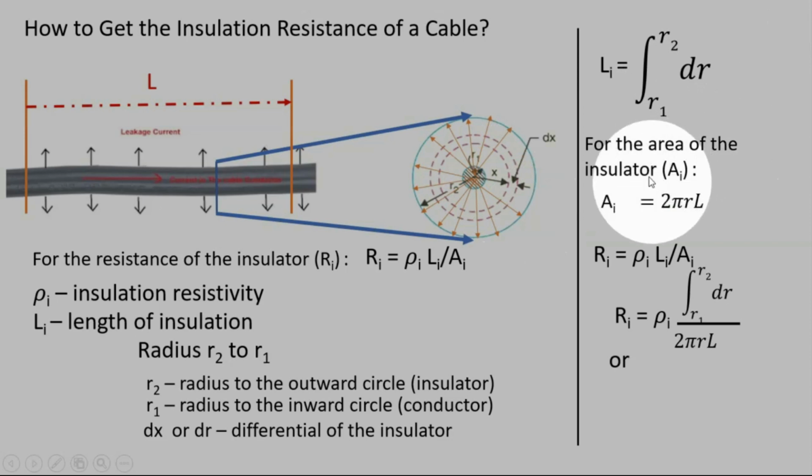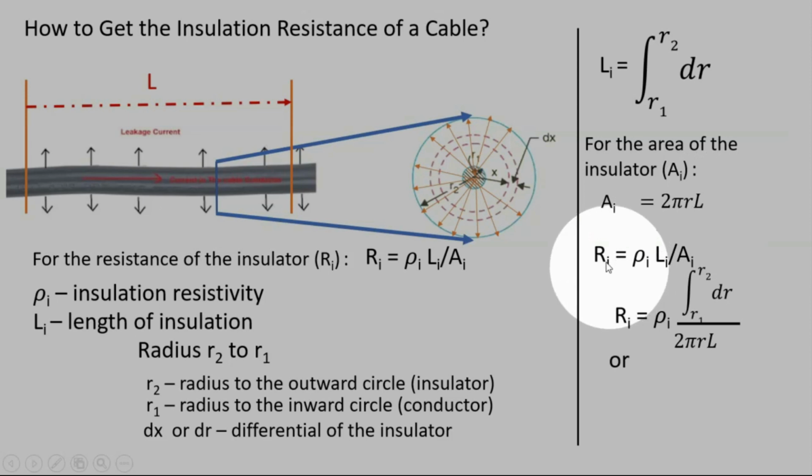Now for the area of the insulator, we integrate this because it is in reference to this circle, and this circle is at a certain length L, so that we can get Li. That's why we take dr and integrate that. That will be the length of our insulator. Now for the area of the insulator, we get the circumference, which is 2 pi r, or 2 pi x, a certain point here in the figure. It will be multiplied by L, the length that you specified in this cable wire. So you multiply that circumference by L.